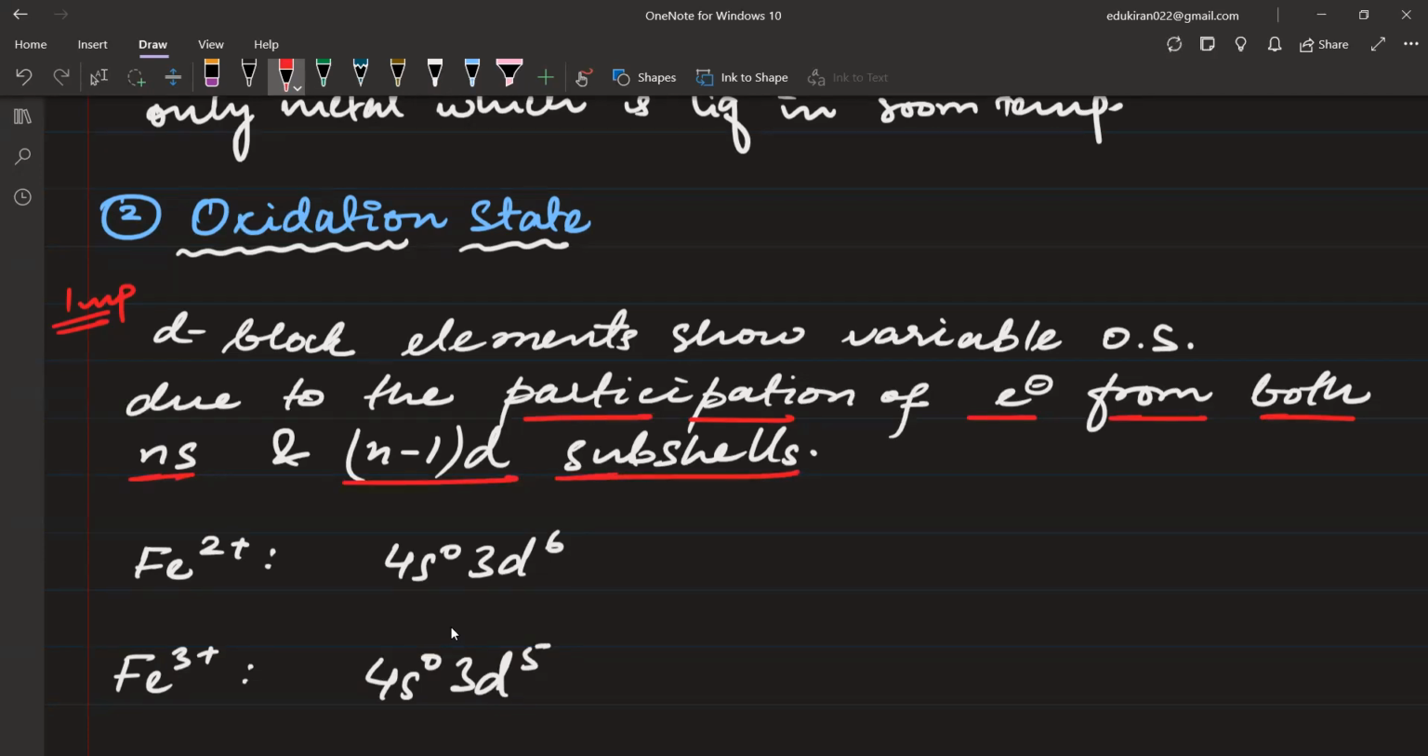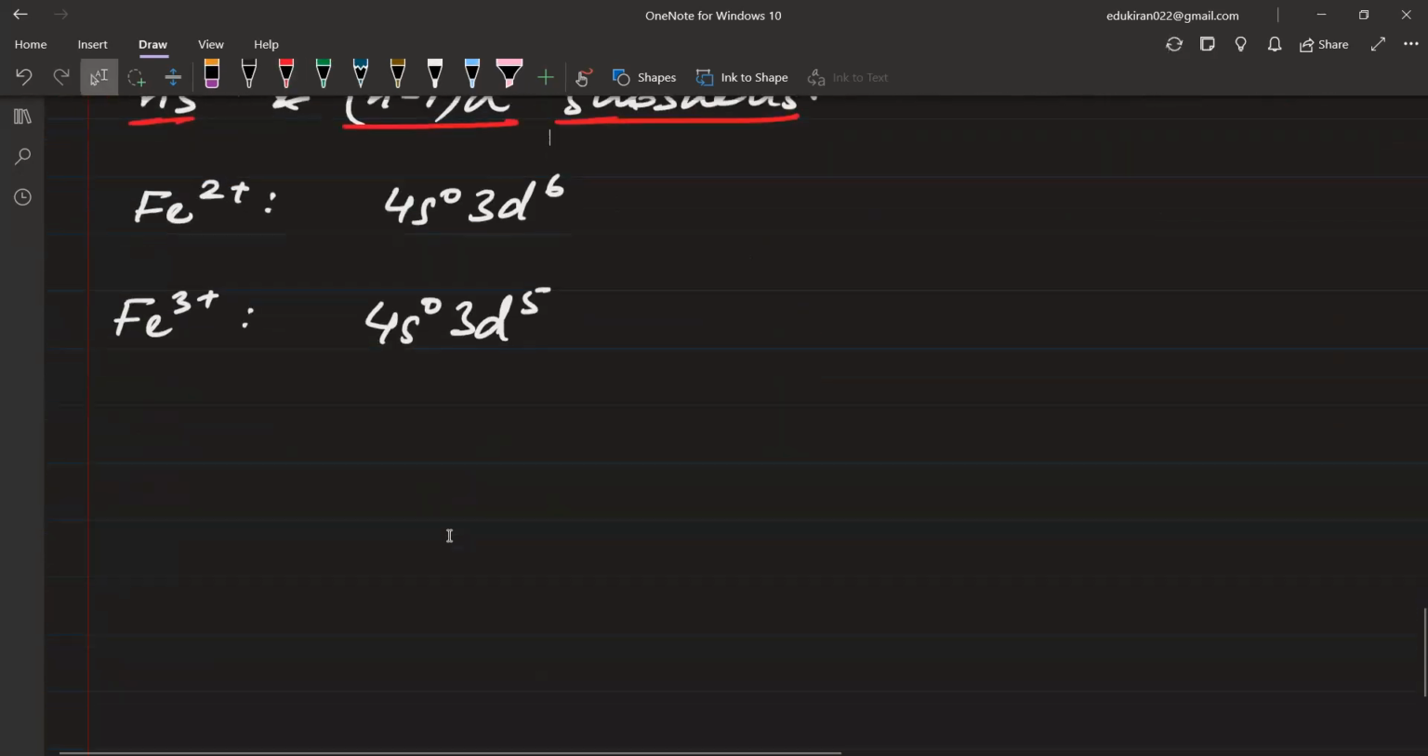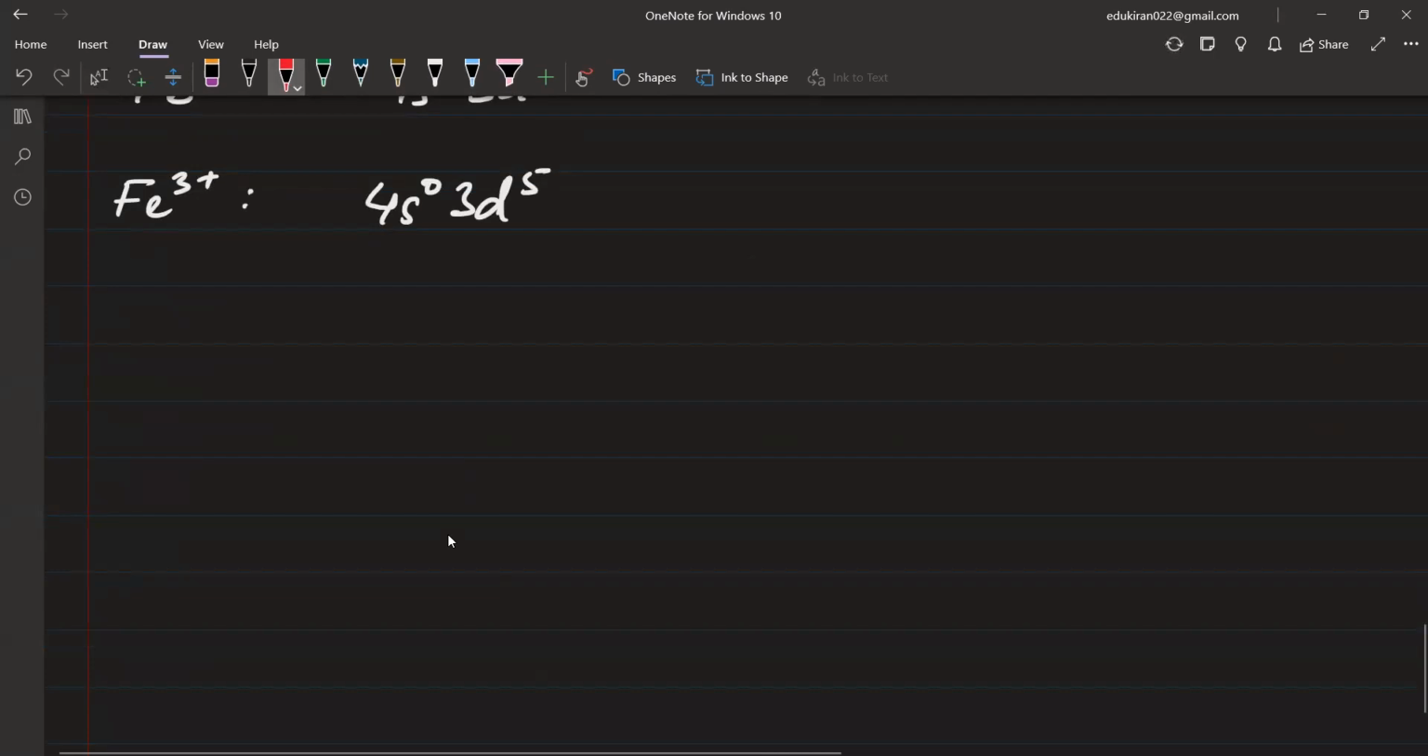Okay, this question has been asked multiple times. Why can the D block elements show variable oxidation state? So the simple answer, for a 1 mark question, is participation of electrons from ns and (n-1)d subshells. Okay, right, next, remarks.